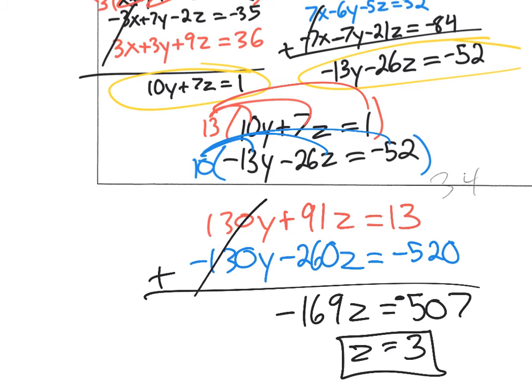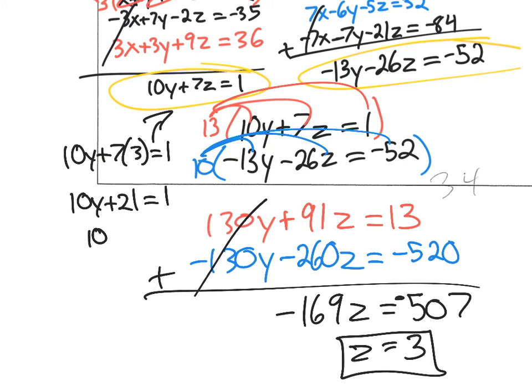Now that I know z, let's put it back into one of the equations. Let's put it into this one. So I get 10y plus 7 times 3 equals 1. So 10y plus 21 equals 1. 10y equals negative 20. y equals negative 2.